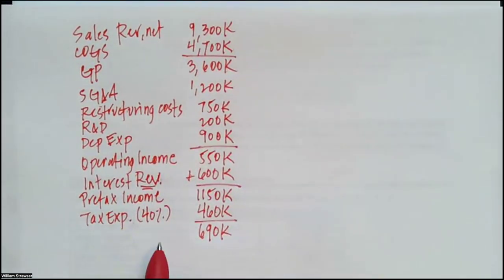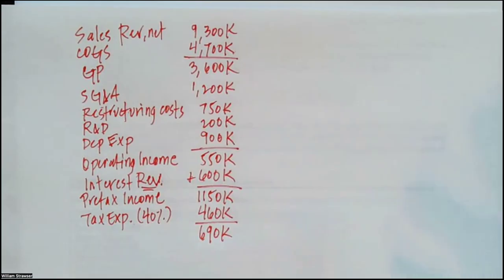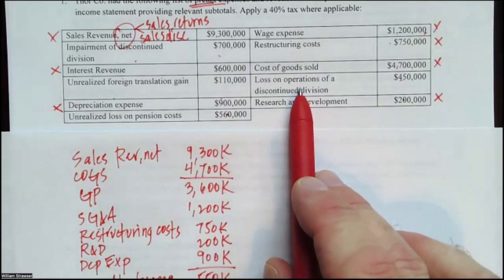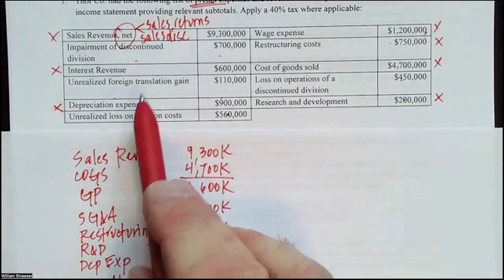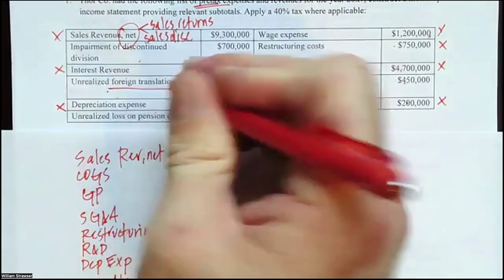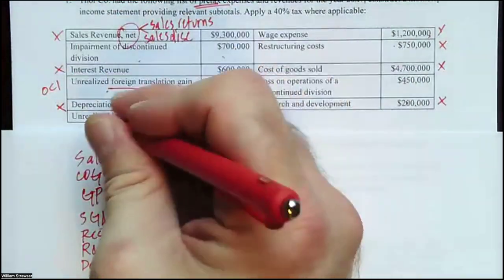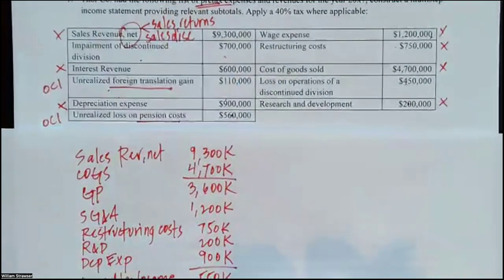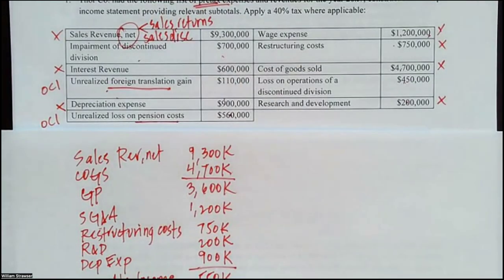What I'm going to call this subtotal depends on whether there's discontinued operations or not. If there are no discontinued operations, this is net income. But in this case, we do have discontinued operations. We also have two pieces here that I ignored, right? Because a foreign translation signals OCI, and an unrealized loss on pension costs, pension also unrealized, should scream OCI at you. Those are two of the four OCI transactions that we do not include in net income.